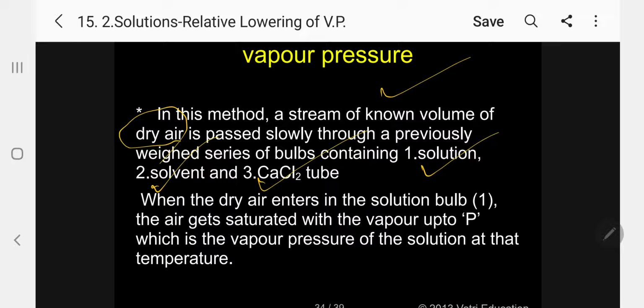After connecting all 3 vessels, now we have to pass dry air. When dry air enters the solution bulb 1, the air gets saturated with the vapors of the solution up to P, which is the vapor pressure of the solution at the temperature. So there is some loss of weight in bulb 1, that is jar 1.